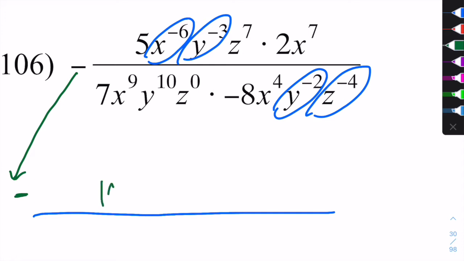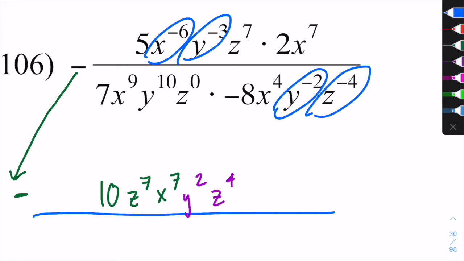replacing some things as we go. That 10 there is from the 5 times the 2. I might go ahead and say I'm just going to take the rest of the numerator terms, z to the 7th, x to the 7th. I'm then going to say, look, there were 2 things that were negative exponents in the denominator. Let's bring them upstairs. They can hang out with us now and be positive. Y squared z to the 4th.